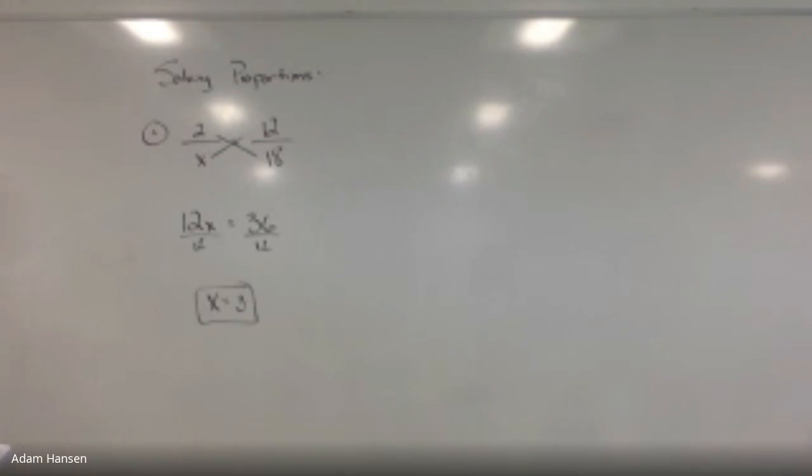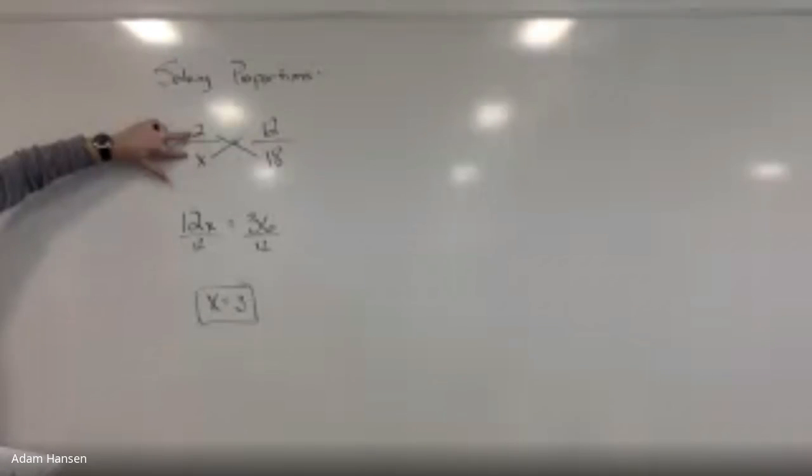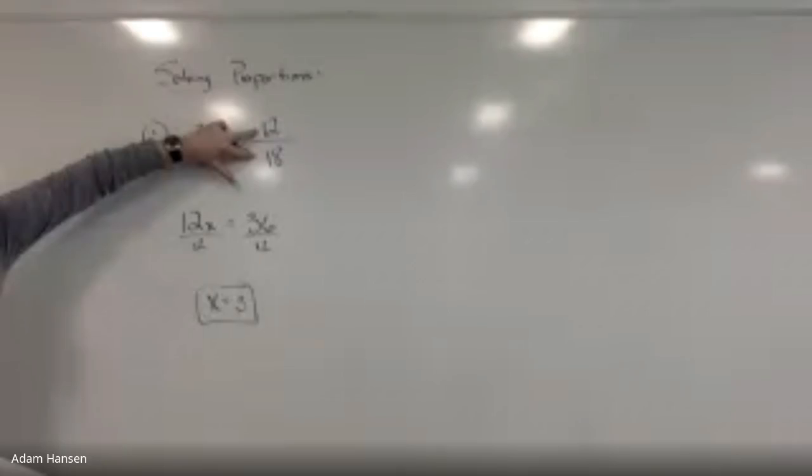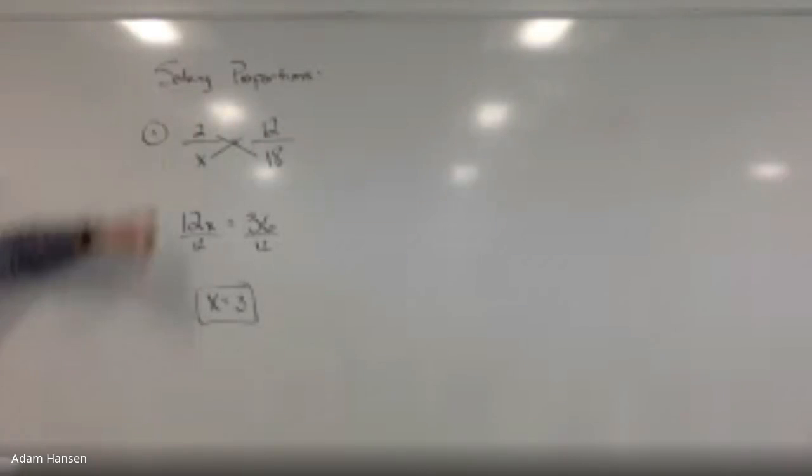If x is 3, that should make this proportion true. Isn't 12 divided by 18 reduced down to 2/3? 12 is 2/3 of 18. It's proportional. It's two equal ratios, so that should be true.